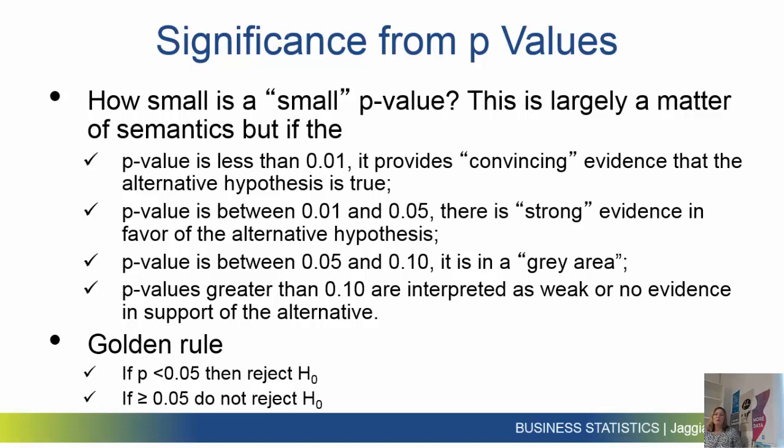Lastly, we are mostly working with a 5% alpha level, and this is the golden rule. If the p-value is less than 0.05 or 5%, we reject the null hypothesis. Otherwise, we do not. This rule always holds true regardless of the test.